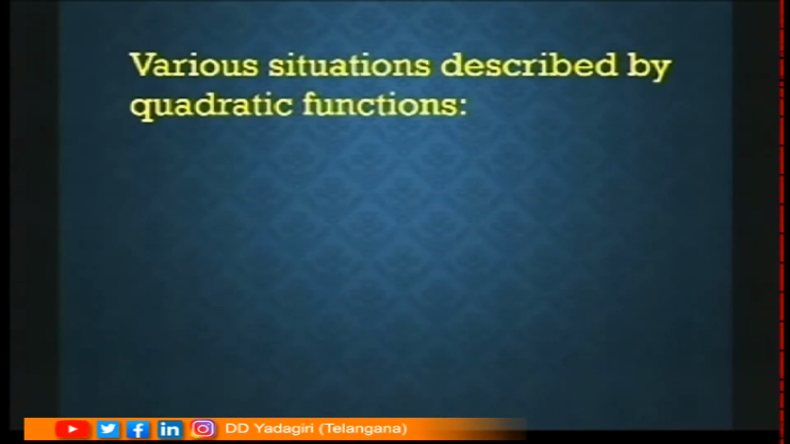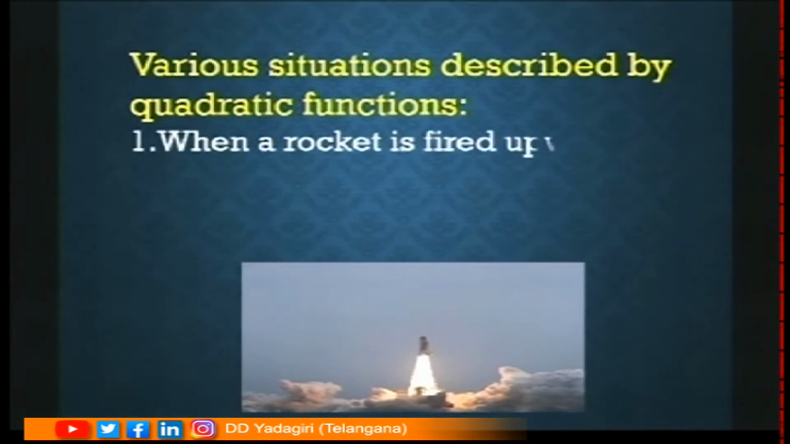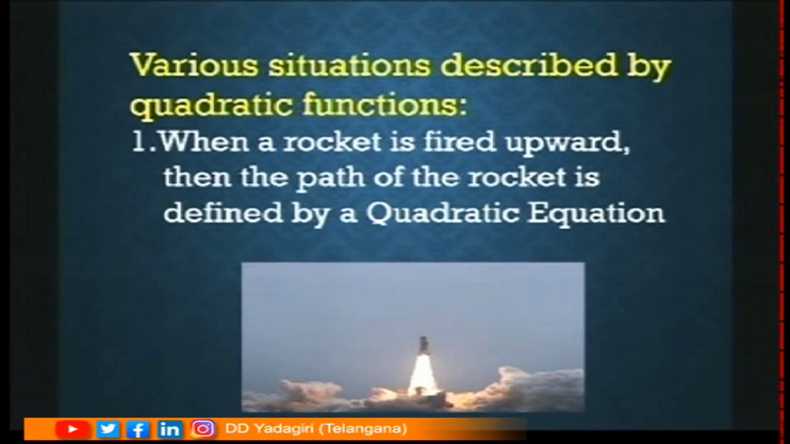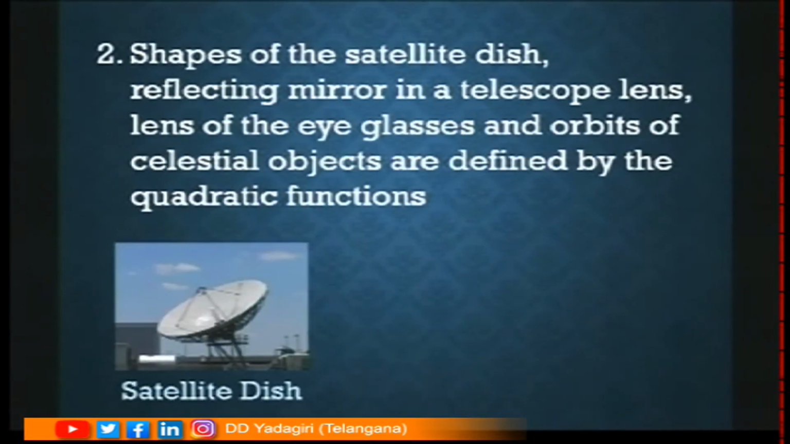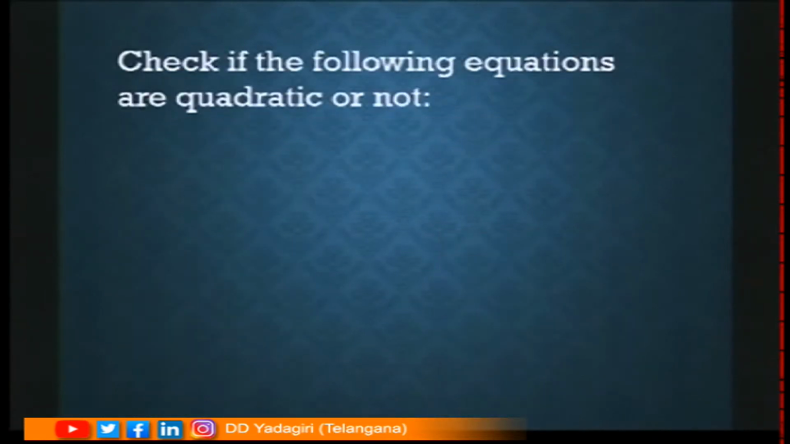Now let's understand various situations described by quadratic functions. Yes, you can see a rocket, right? When a rocket is fired upward, the path of the rocket is defined by a quadratic equation. Shapes of the satellite dish, reflecting mirror in a telescope, lens of the eyeglasses and orbits of celestial objects are defined by quadratic functions. Now let's check if the following equations are quadratic or not.